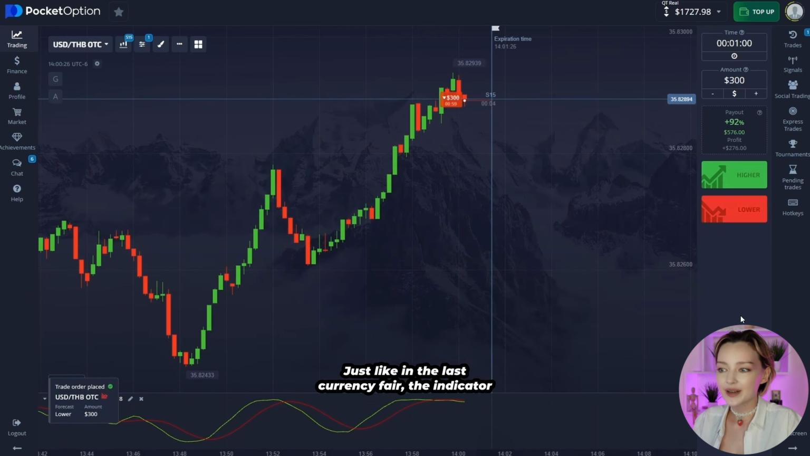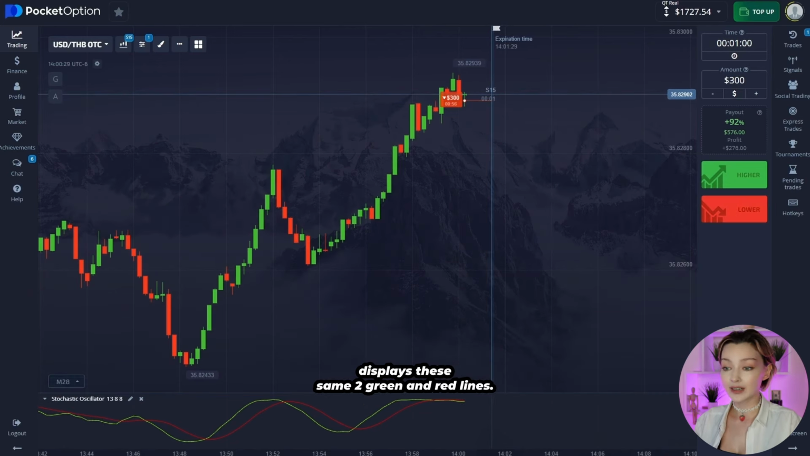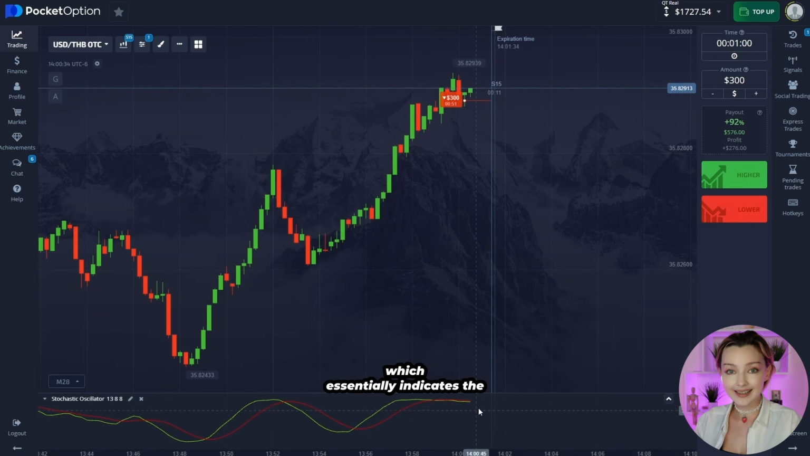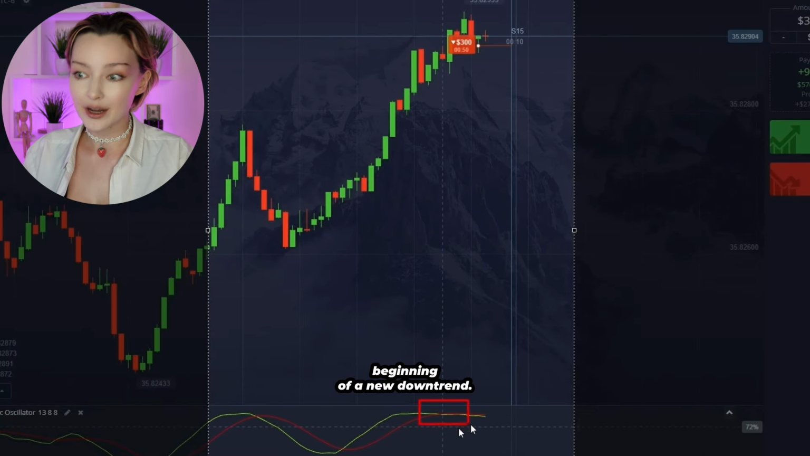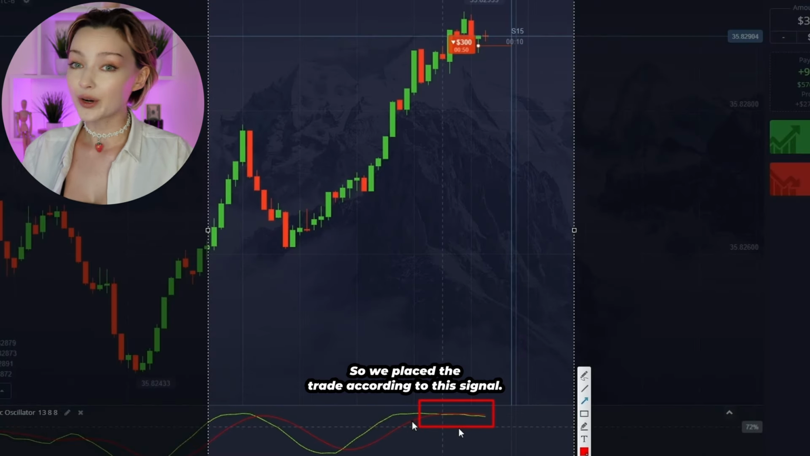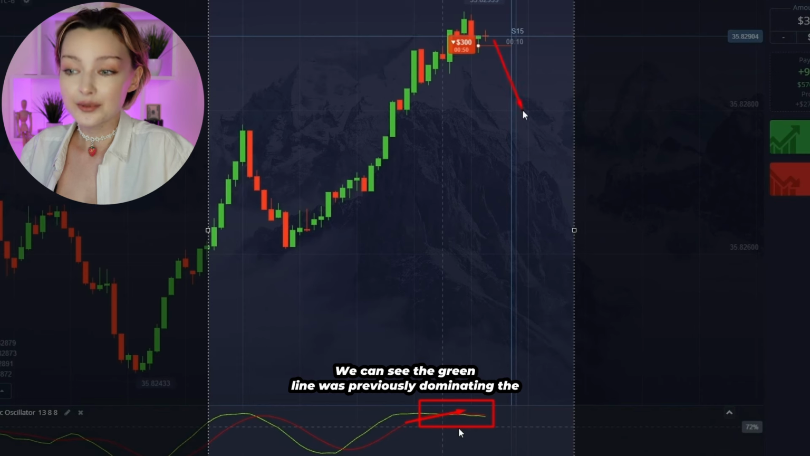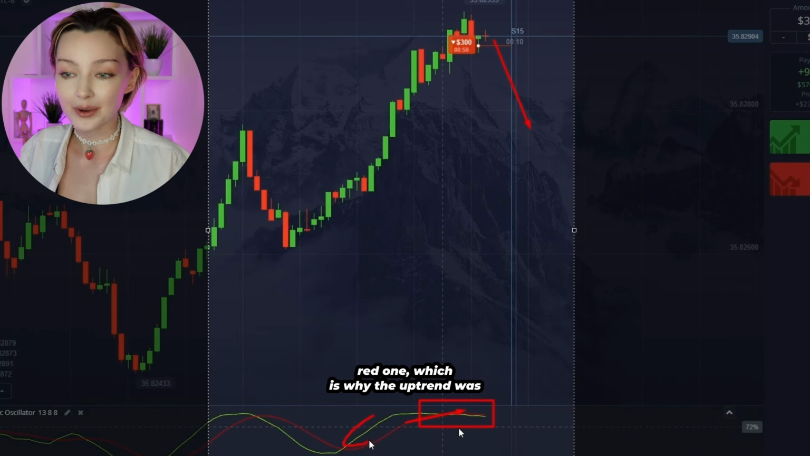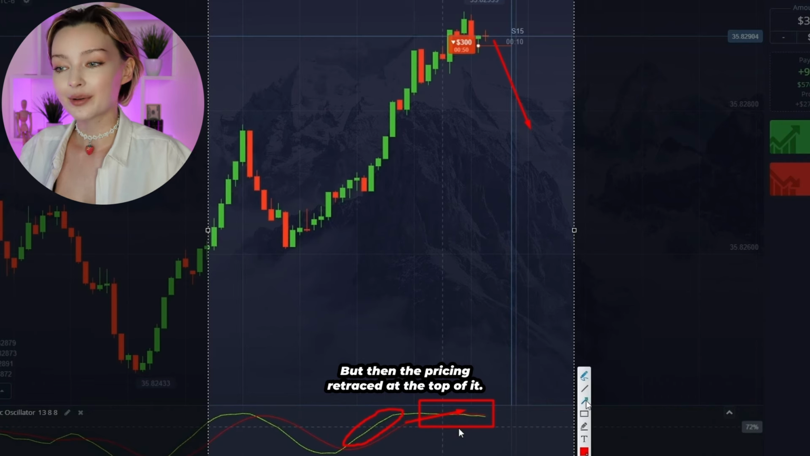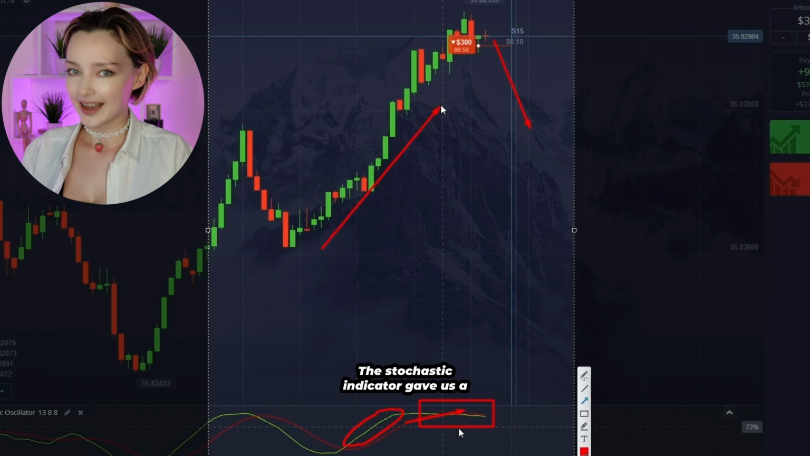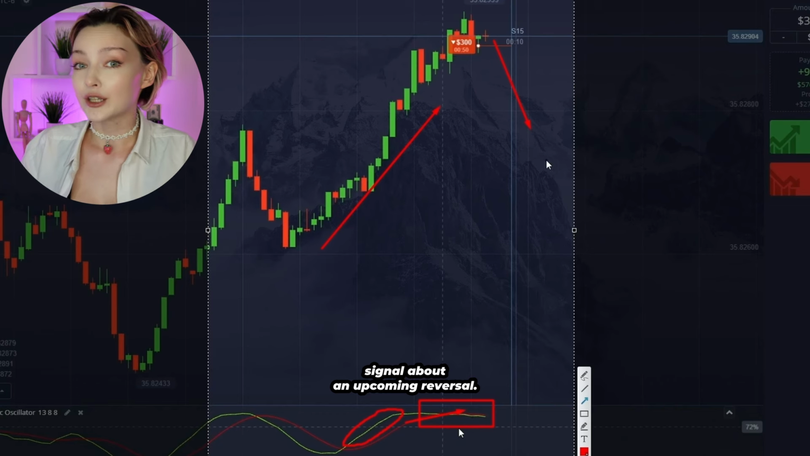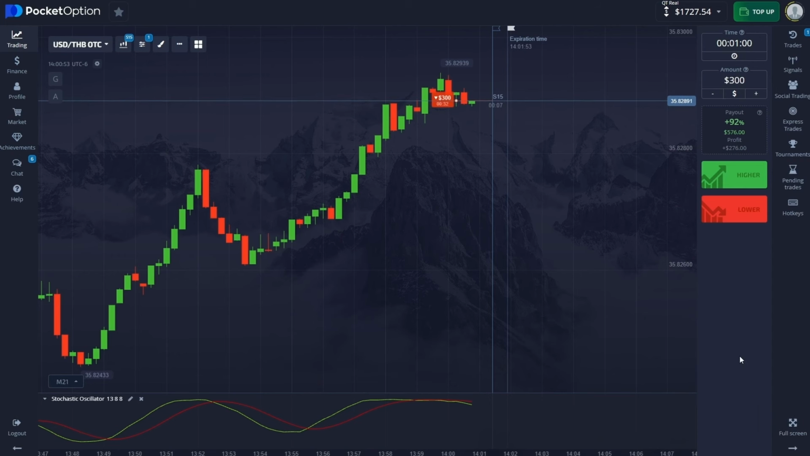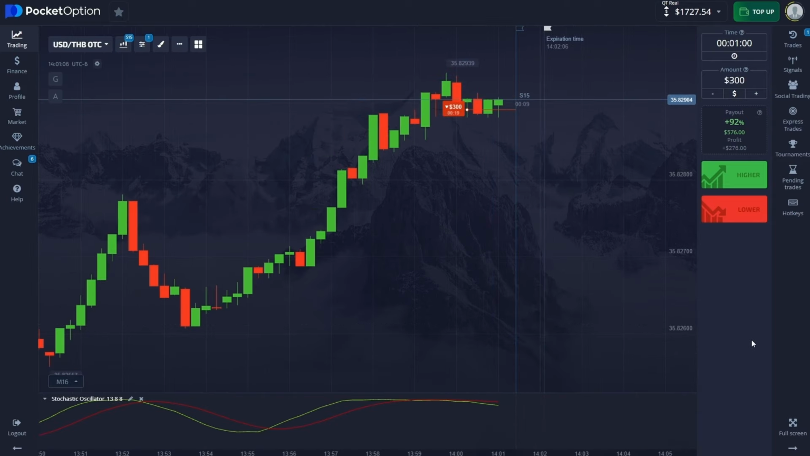Just like in the last currency pair, the indicator displays the same two green and red lines, and the red one has just crossed the green one upwards, which essentially indicates the beginning of a new downtrend. So we placed the trade according to this signal. We can see the green line was previously dominating the red one, which is why the uptrend was going on, but then the price retraced at the top of it. The stochastic indicator gave us a signal about an upcoming reversal, thereby we made the deal without hesitation.